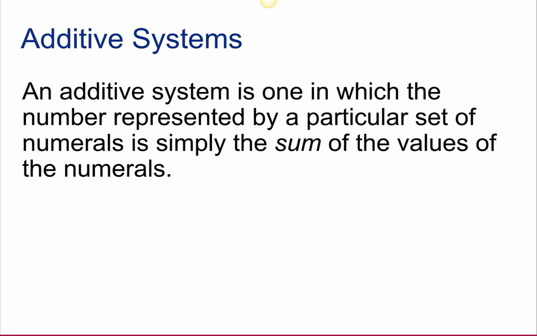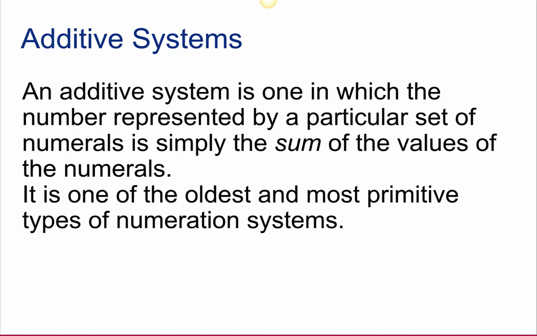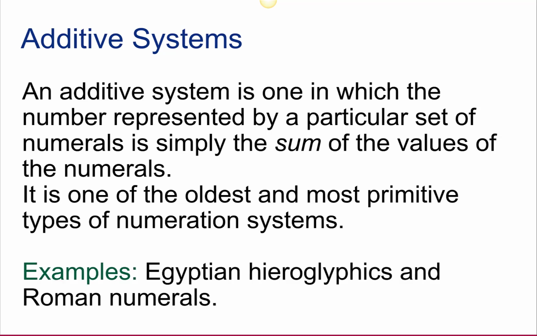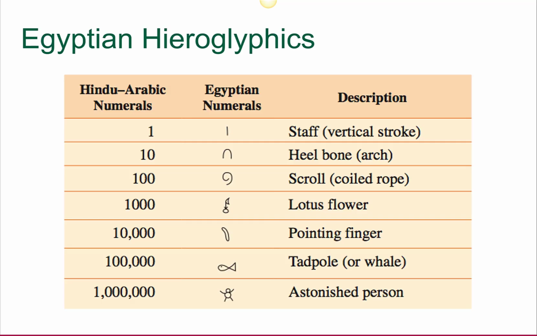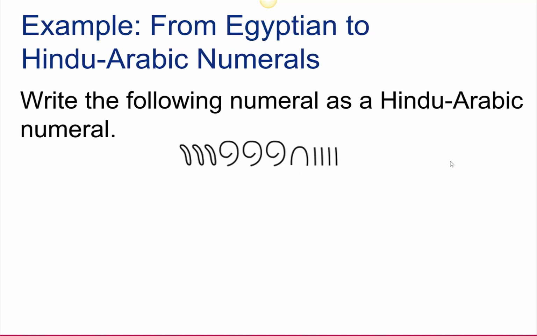In the additive system, the number is represented by a particular set of numerals, and we simply sum up the values of the numerals. It's one of the oldest and most primitive types of numeration systems. Examples are Egyptian hieroglyphics and Roman numerals. Egyptian hieroglyphics are shown here, and we see the symbols that they use, the numerals that they use, and the values of those in our system. And our system in the United States is called the Hindu-Arabic system.